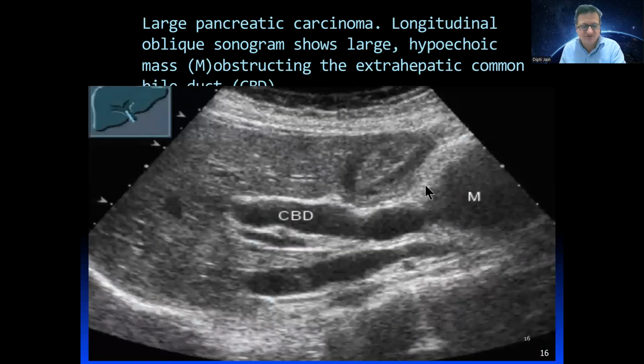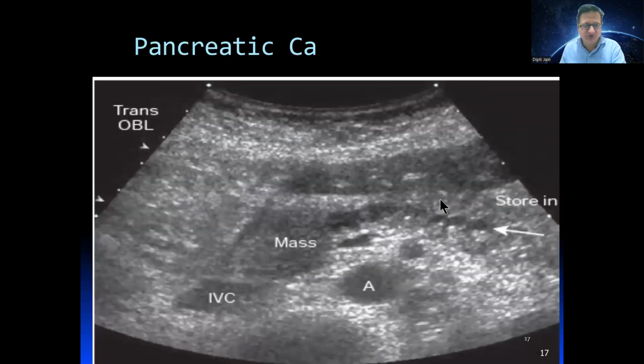This is the double duct sign. Here only the common bile duct sign is depicted, which is dilated, and there is a hypoechoic mass obstructing this common bile duct. This is the pancreatic carcinoma. Then here again a mass is causing obstruction of the pancreatic duct.